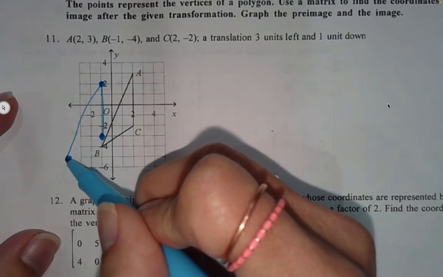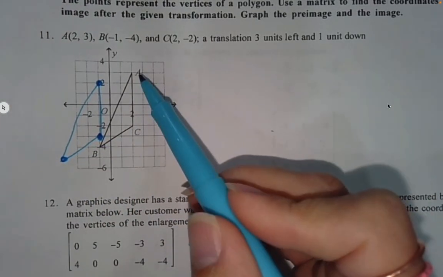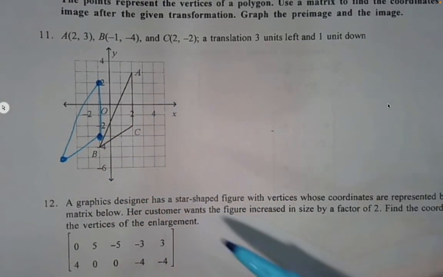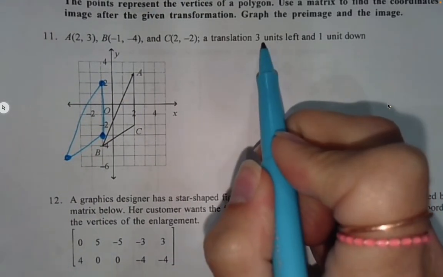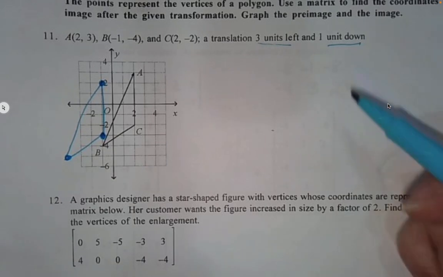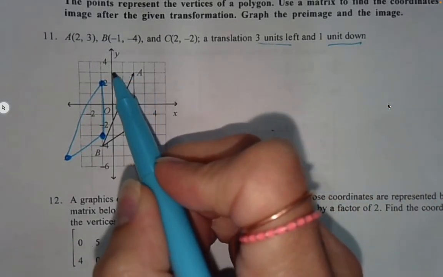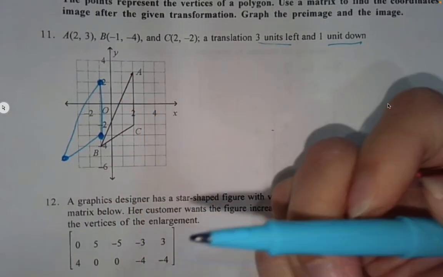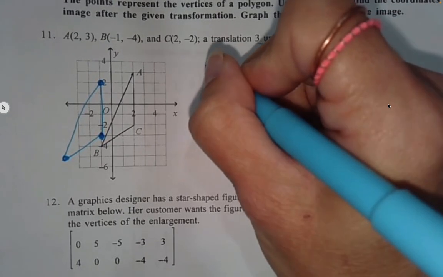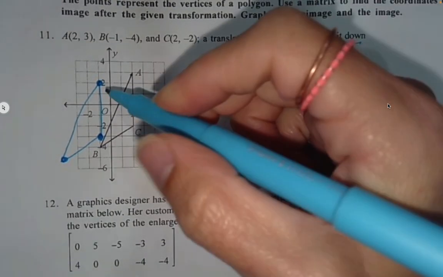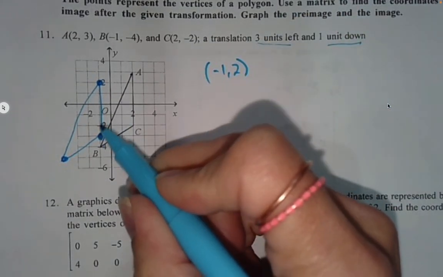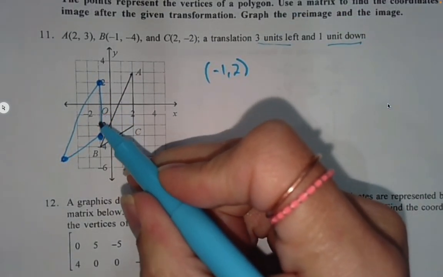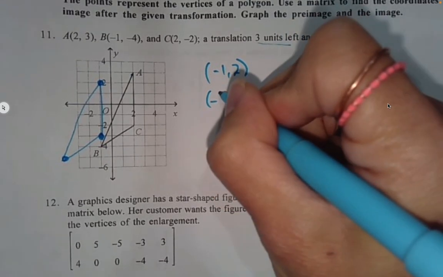I took A, B, and C, and I moved every single one of those. I took A and I moved it 3 to the left and 1 down. So I did 1, 2, 3, and 1 down. Okay, and what's its new ordered pair? Yep, negative 1, 2. All right, what's this one's ordered pair? Negative 1, negative 3.